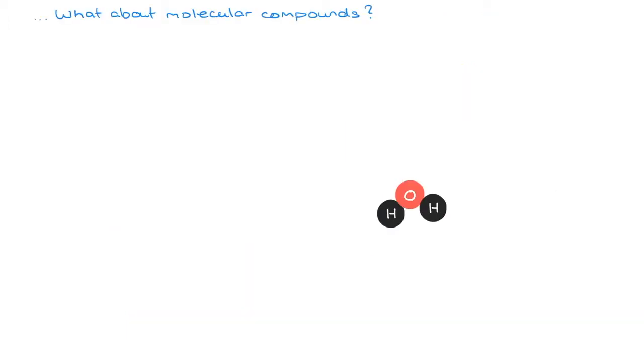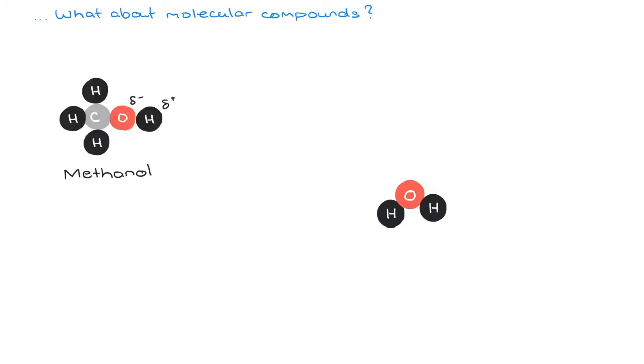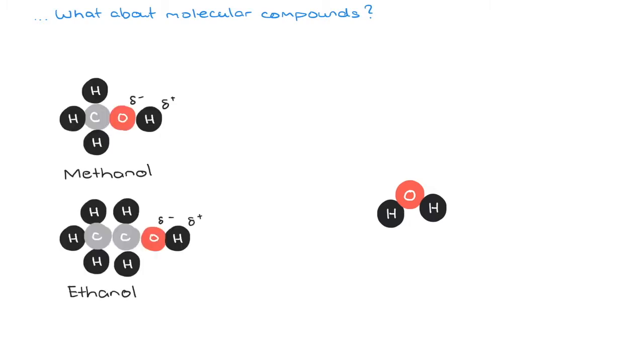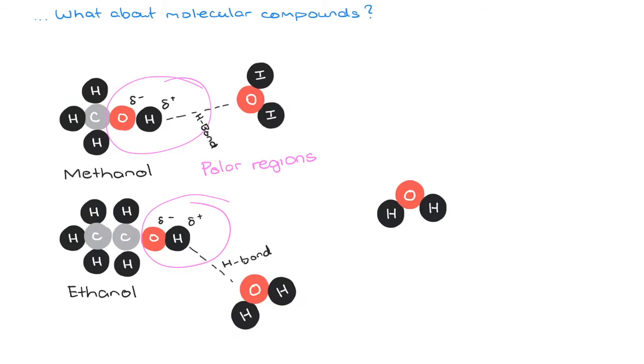Molecular compounds can also dissolve in water as long as they are polar, that is, they have regions which are slightly positive and or slightly negative. For example, methanol and ethanol. The OH group makes these hydrocarbons polar, which can form hydrogen bonds with the water molecules. Many carbohydrates like glucose and fructose are also soluble because they can form hydrogen bonds with the water molecules.